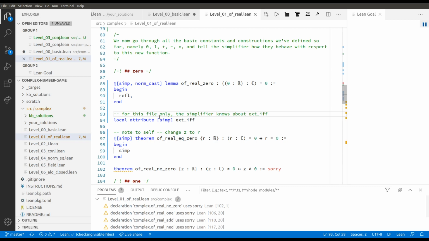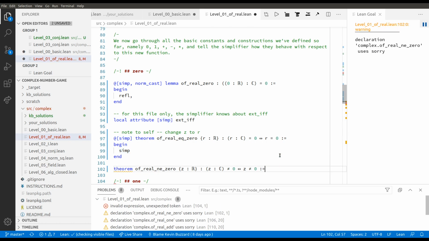So it's slightly problematic telling the simplifier about xdiff, because whenever the simplifier is faced with the goal of proving that two complex numbers are equal throughout all of mathlib, if I tagged xdiff with simp, then whenever you tried the simplifier on a goal involving complex numbers, it would somehow try and break them up into real and imaginary parts. And that's not what you always want. But it is what we want for these simple things here.